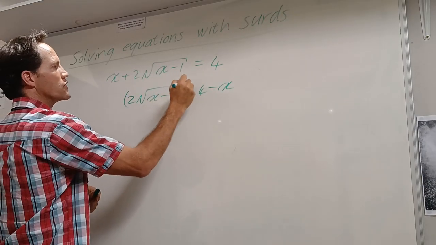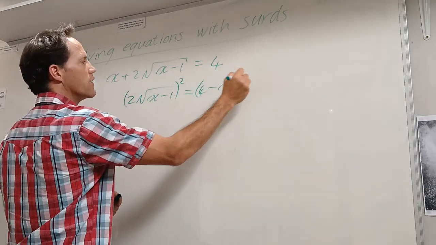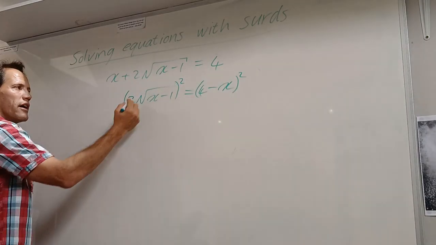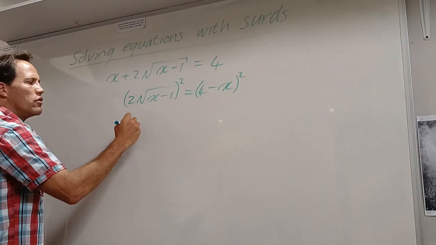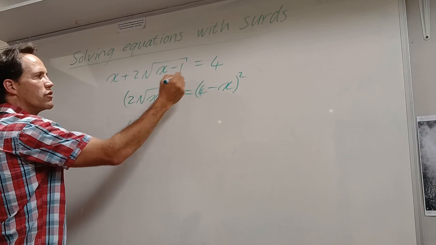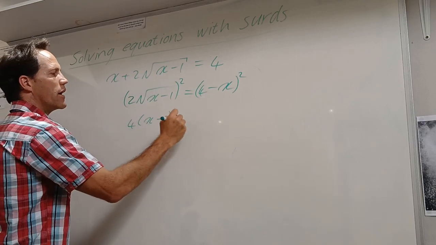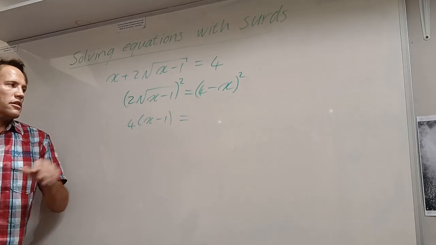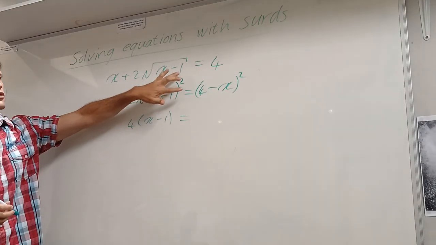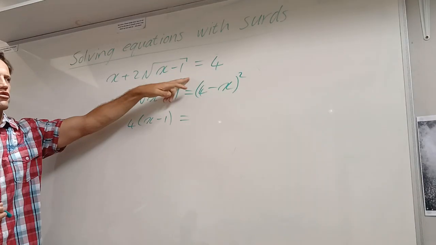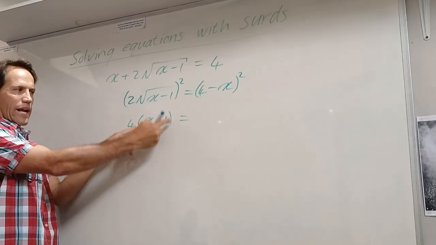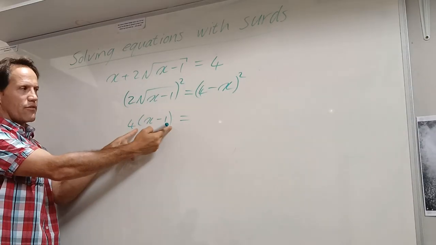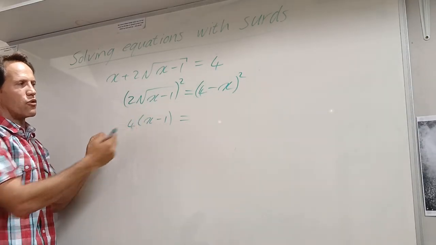Okay, so we square both sides. Square this side. So then the square, 2 squared is 4. Then a bracket, and then the square root and the square cancel out. So you get x minus 1. So square root, square cancel out. 2 squared is 4. Leave it in brackets. Okay, very important. Leave it in brackets because you have to multiply the 4 in now.